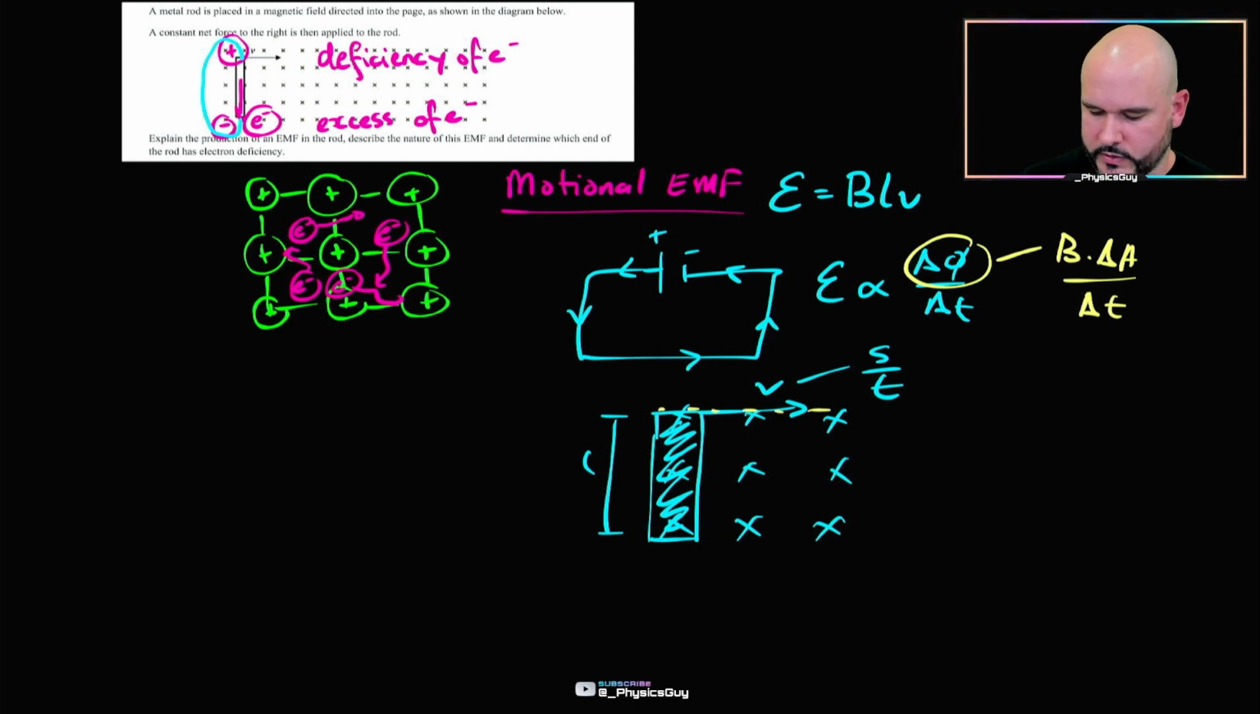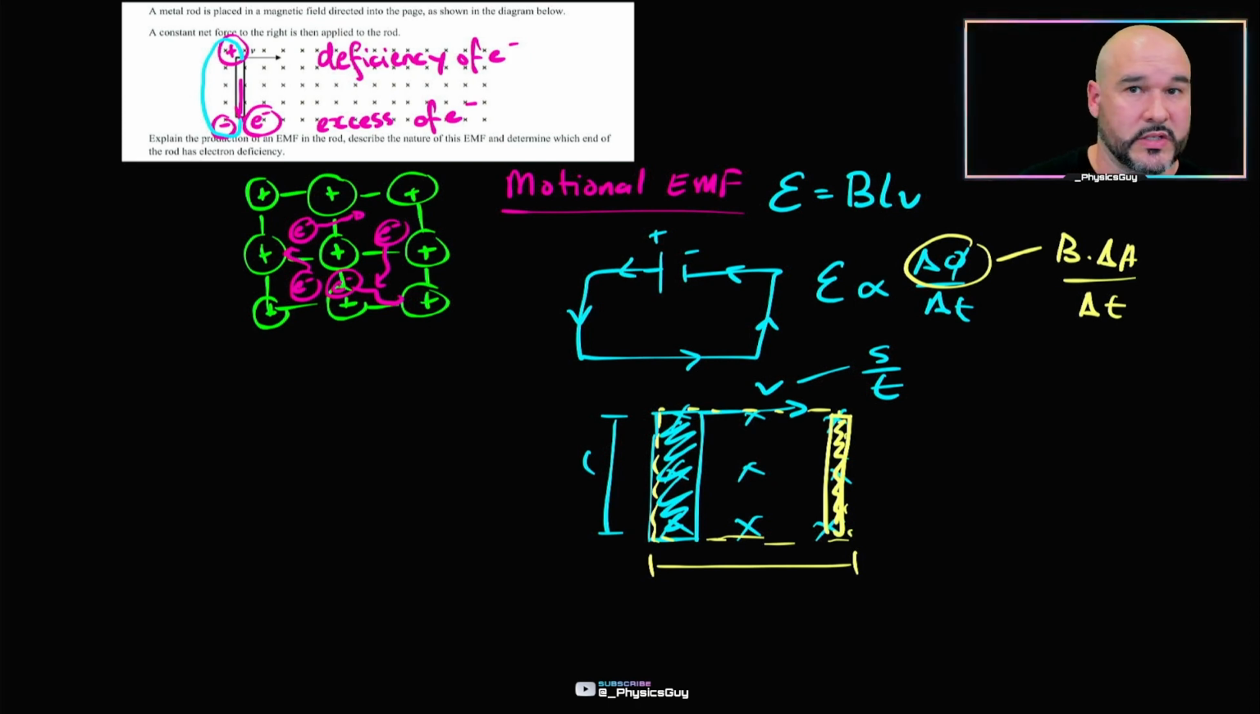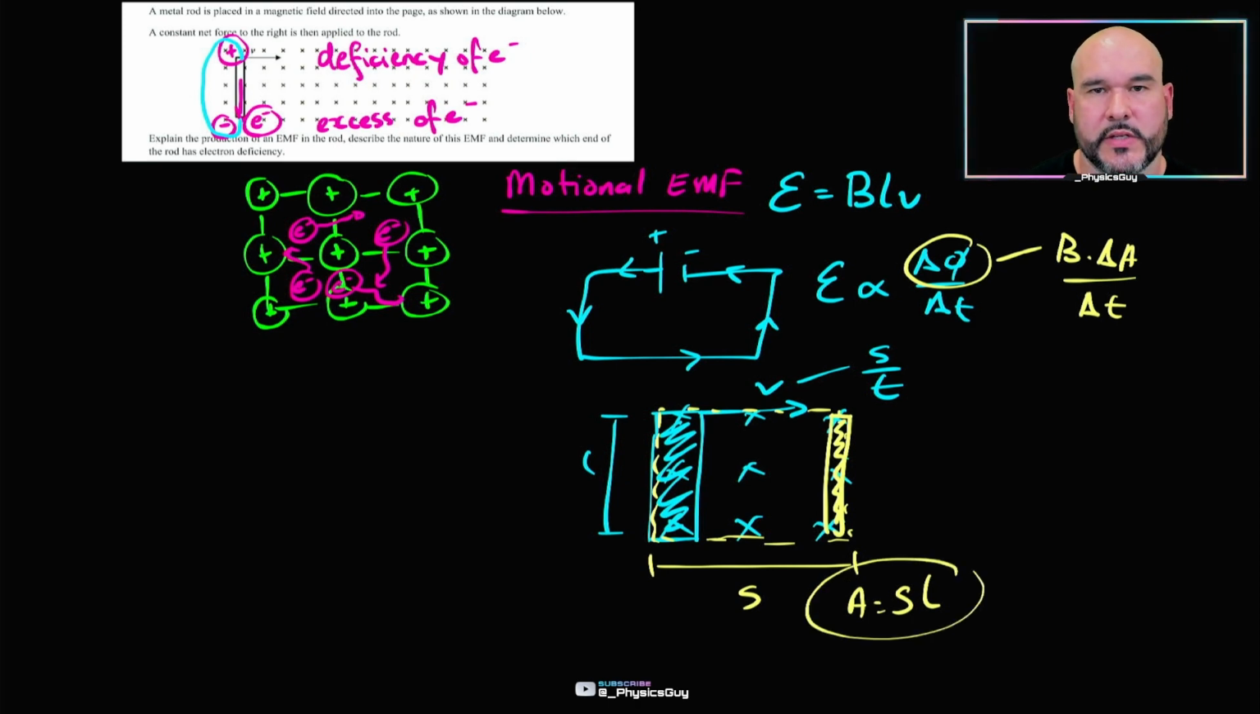Let's say it goes for a certain time t, and then the rod ends up over here. The area that the rod has swept out is the area between where it starts and where it finishes. If we call the distance it has moved through, the displacement, S, then what is the area which the object has moved through? It's just going to be SL. So A is equal to the displacement of the rod multiplied by the length of the rod.